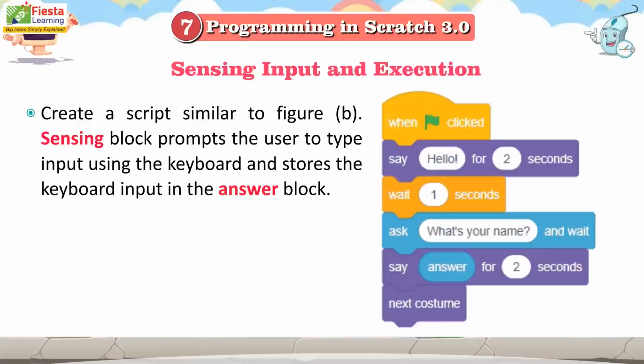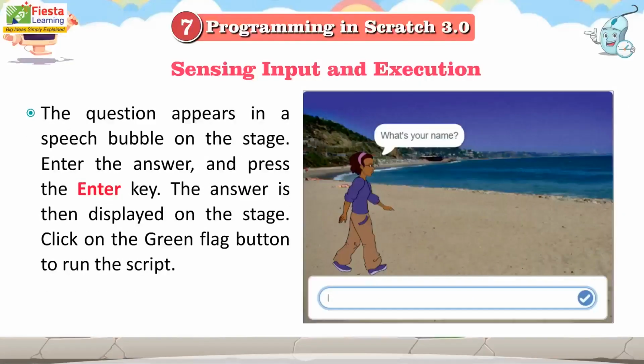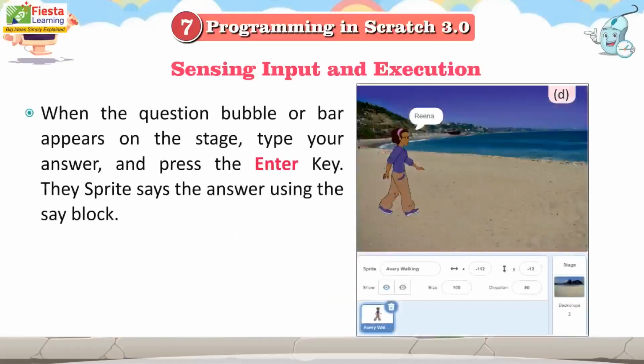The sensing block prompts the user to type input using the keyboard and stores the keyboard input in the answer block. The question appears in a speech bubble on the stage. Click the button to run the script. When the question bubble or bar appears on the stage, type your answer and press the enter key. The sprite says the answer using the say block.